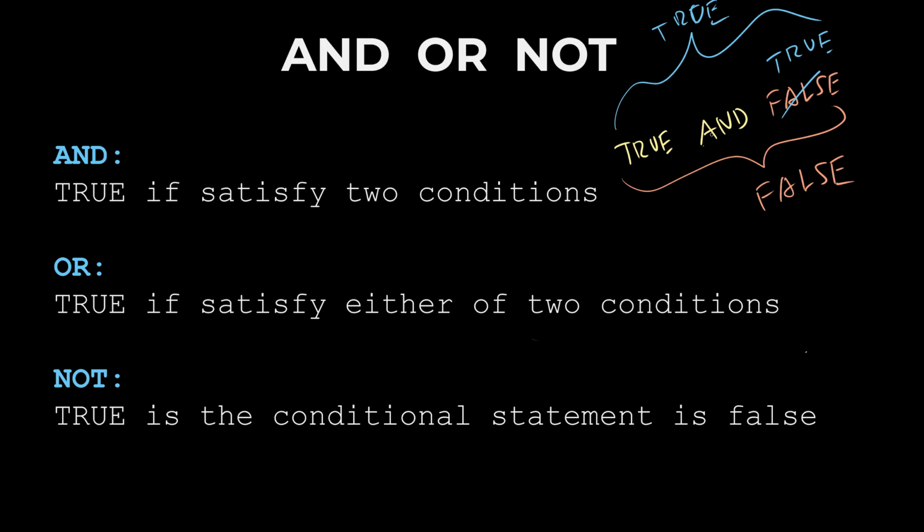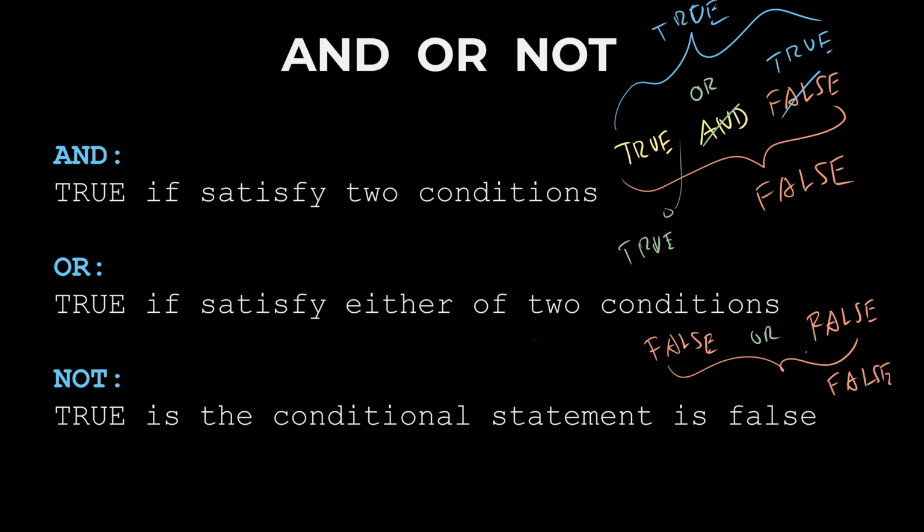And then if instead of AND you had OR, then true or false will return true. It is only if it's false and false that you will get false. In that case, it will be false.